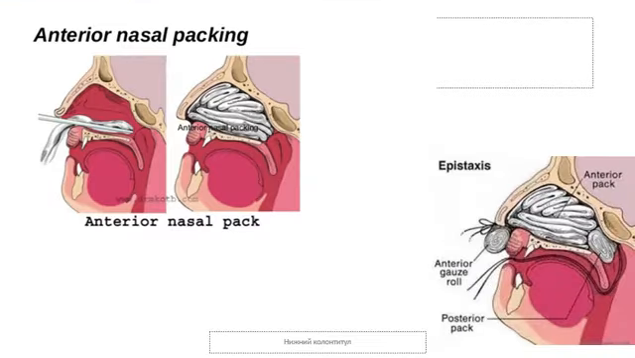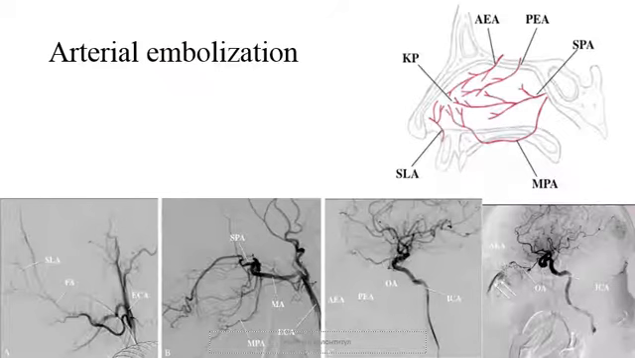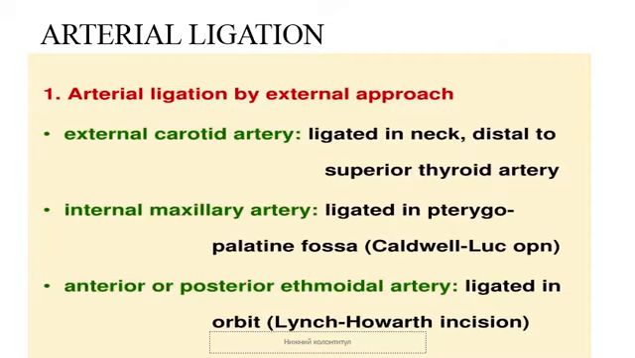In that picture, we can see the difference between anterior nasal packing and posterior nasal packing. After packing, if it doesn't help, we should do arterial embolization. If that is also not enough, we should do arterial ligation, which can be done by an external approach.